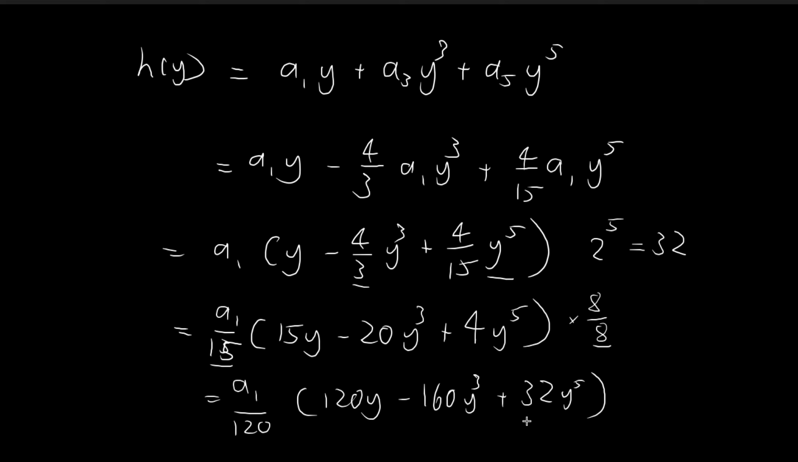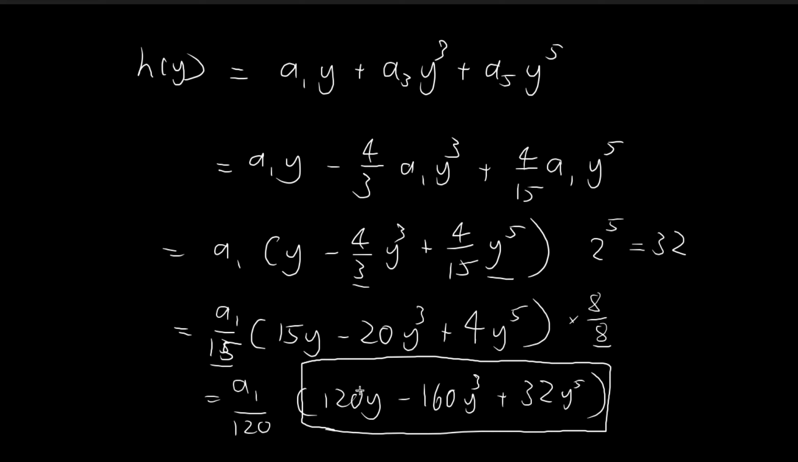This is the polynomial where the coefficient of the highest power is equal to 2 to the power of n. So this has to be our Hermite polynomial. So this term here that I've boxed is equal to h5 of y.